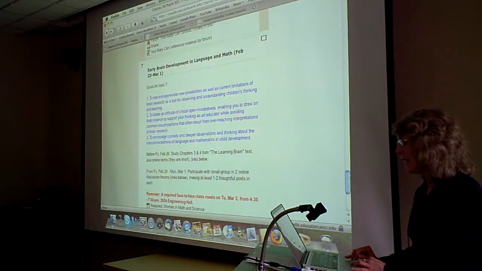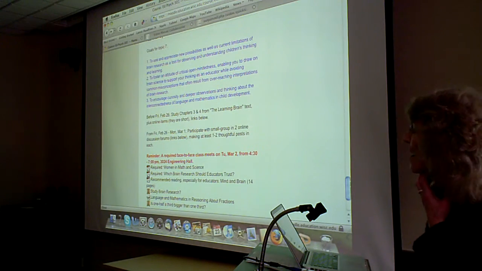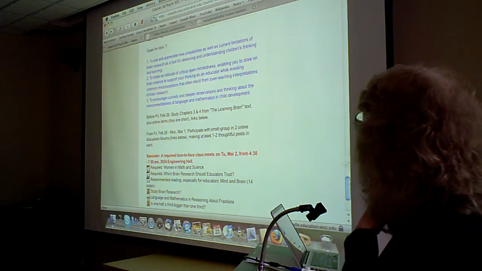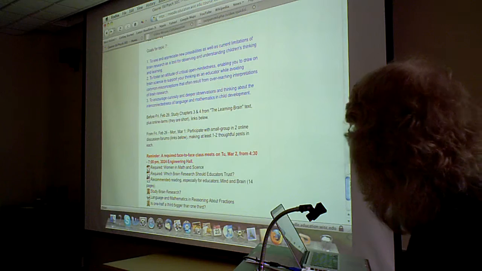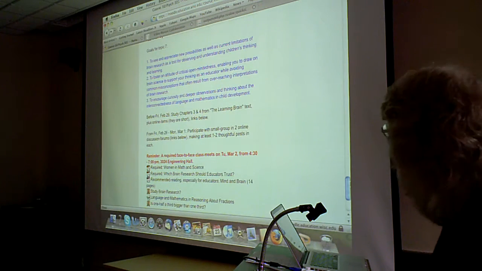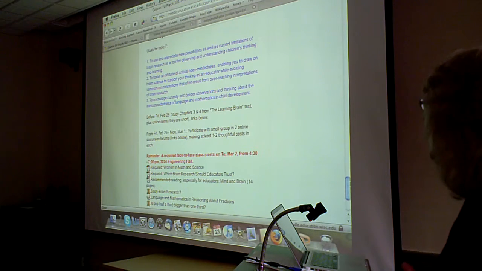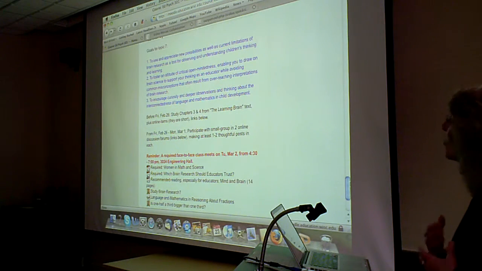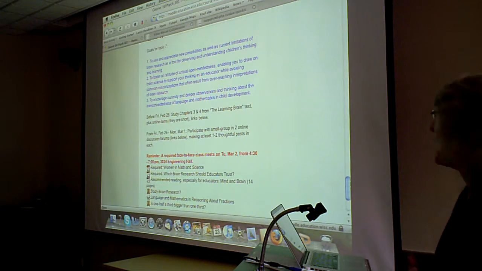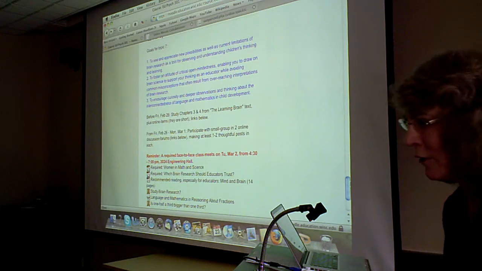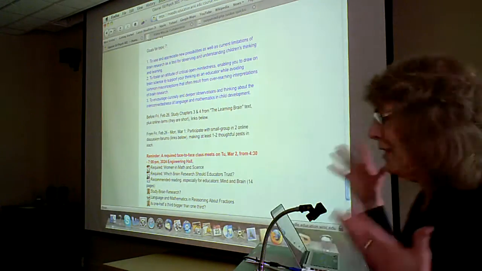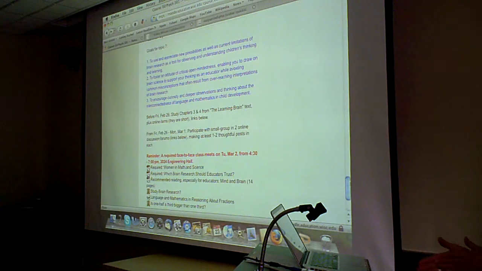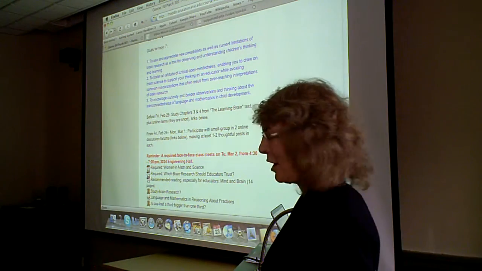The next unit, early brain development in language and math. Goals: one, to see and appreciate new possibilities and current limitations of brain research as a tool for observing and understanding children's thinking. Two, to foster an attitude of critical open-mindedness, enabling you to draw on brain science to support your thinking as an educator while avoiding common misconceptions that often result from overreaching interpretations of brain research. Famous misconceptions: that you only use a small part of your brain, that your brain cells start dying off when you're 20, and so forth and so on. Three, to encourage curiosity and deeper observations and thinking about the interconnectedness of language and mathematics in child development.